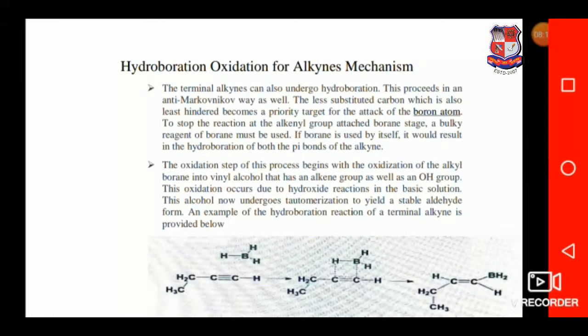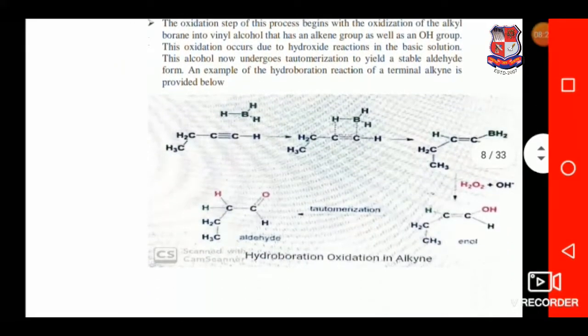Hydroboration oxidation for alkyne mechanism. Same as the alkene, we can go for the alkyne that undergoes the hydroboration. This is the mechanism for illustration purposes.